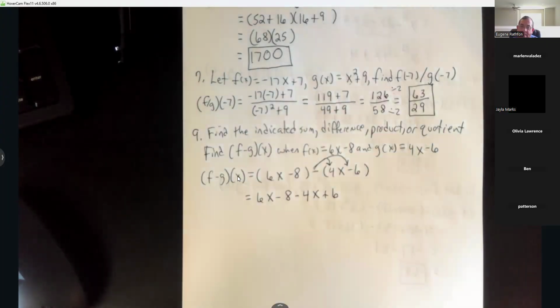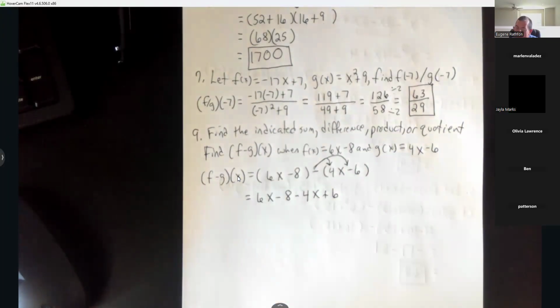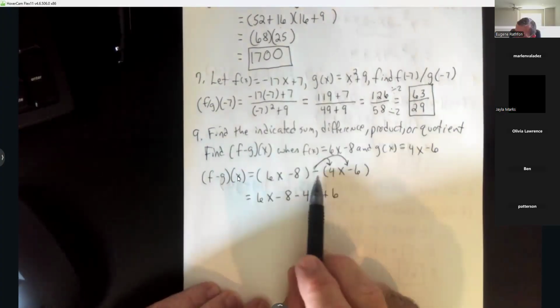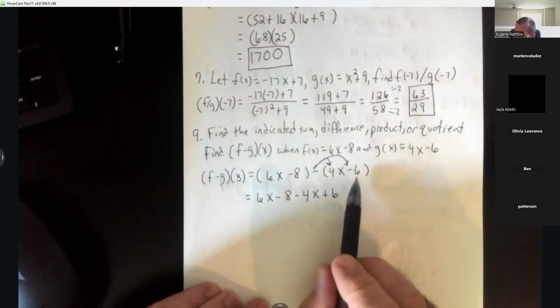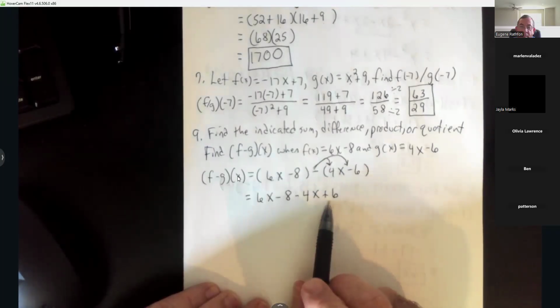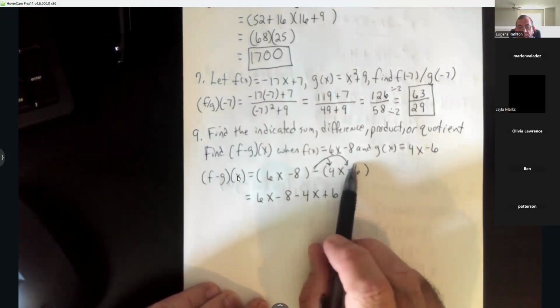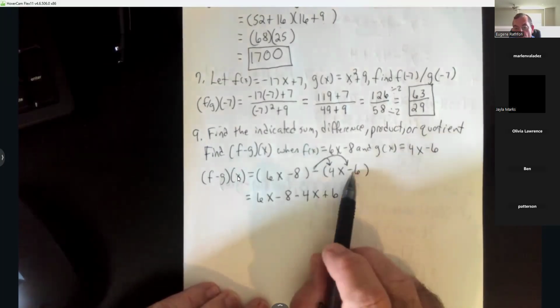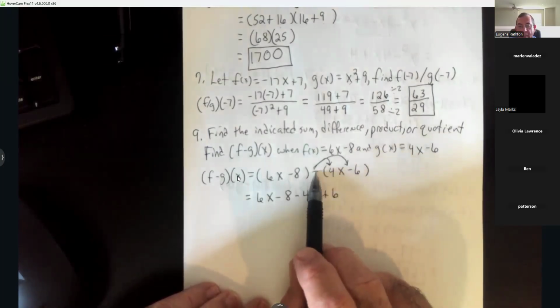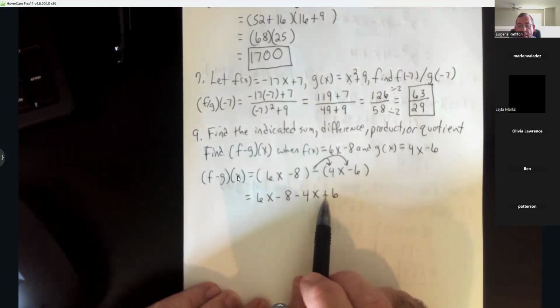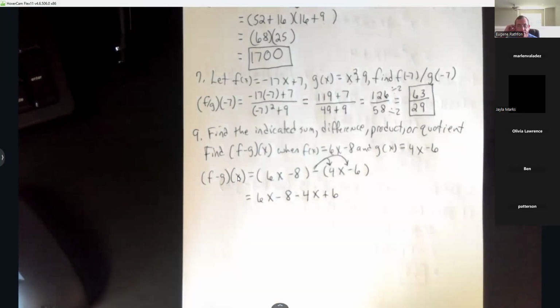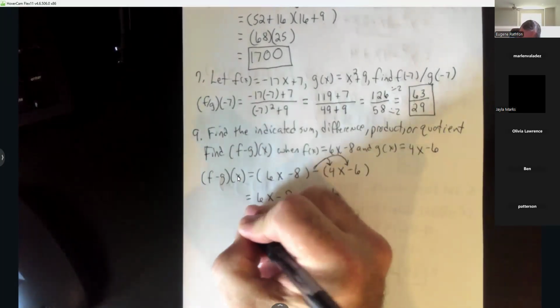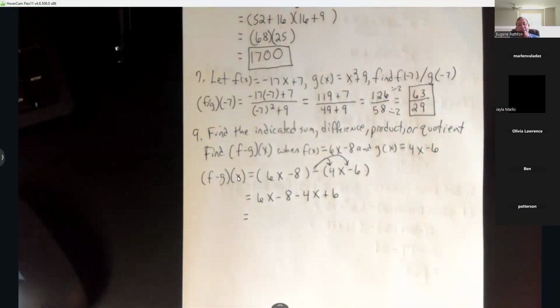So y'all, the biggest thing on subtraction, I'll tell you what happens a lot of times. People subtract the 4x and then they bring down that negative 6. But when they're in parentheses, you have to subtract them both. And when you subtract a negative, it becomes an addition, okay? So y'all look at that and tell me, what is my final answer going to be? Does it simplify?